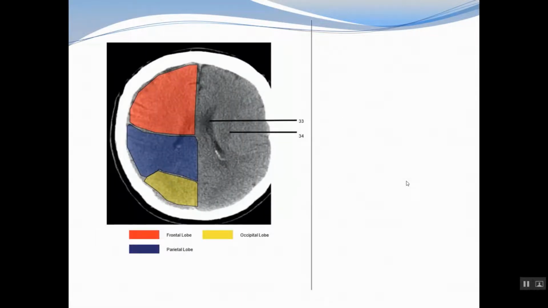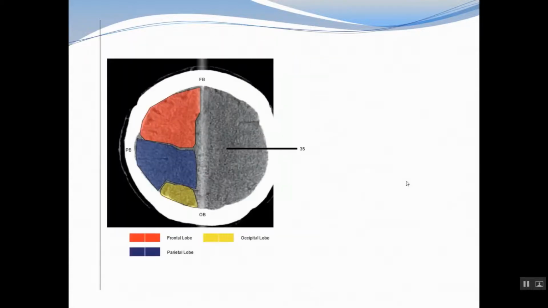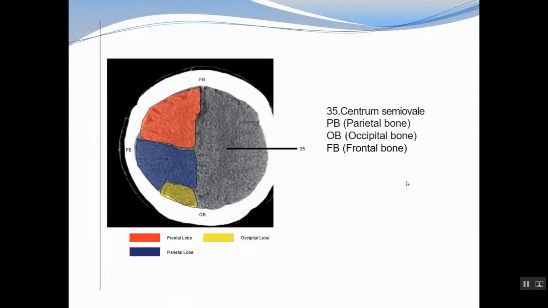Here you see the frontal, parietal, and occipital lobes, and you see the body of the lateral ventricle and centrum semiovale and corona radiata. This image shows the frontal, parietal, occipital lobes, and centrum semiovale.